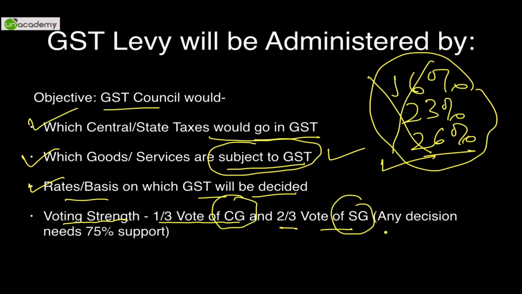So you see that the state government has more voting power, and any resolution or decision that has to be passed needs at least 75% support from this entire council. So as you can see, it is highly democratic. Very welcome move. It is highly democratic.